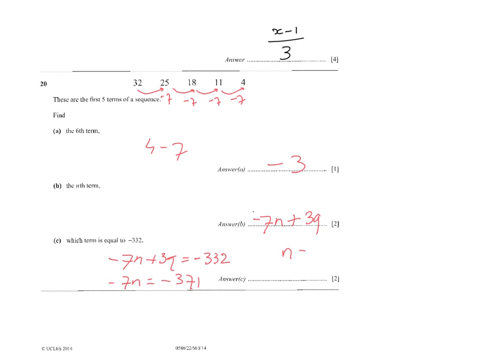Okay, so n, if I continue here, equals minus 371 divided by minus 7. So divided by minus 7 in my calculator equals term 53. Well, you know your answer should be a positive because we do not have any negative terms here. Okay, that was question 20. Let's go to the next page.